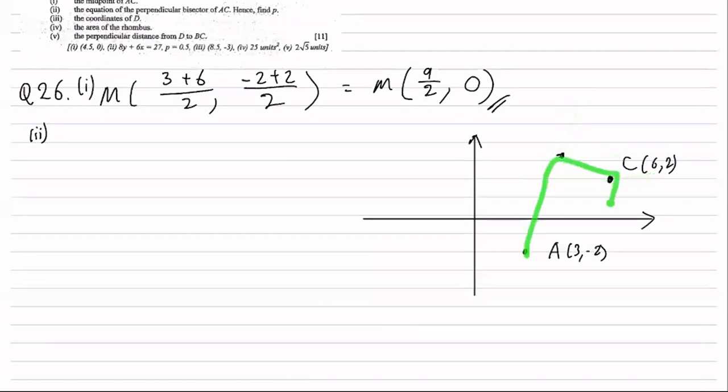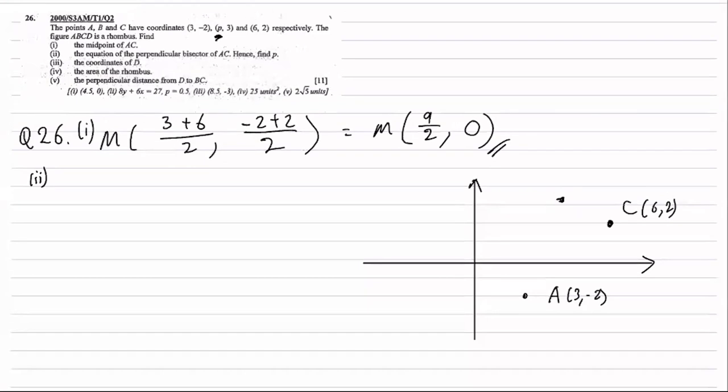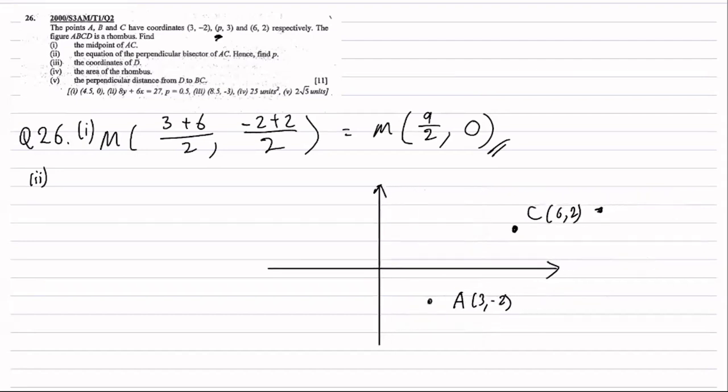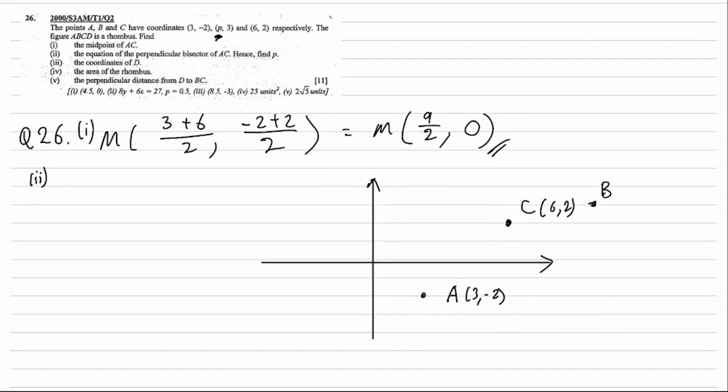So I will assume that the rhombus will look something like this. Maybe. Not so sure. P is the x coordinate, so it could be anywhere. We'll update the diagram as we go, as we figure out more things. Then the point D, if it's ABC, then D will be here. So there are many possibilities for point B and D. That's why we don't draw the point D yet. Just make sure we get more information first.